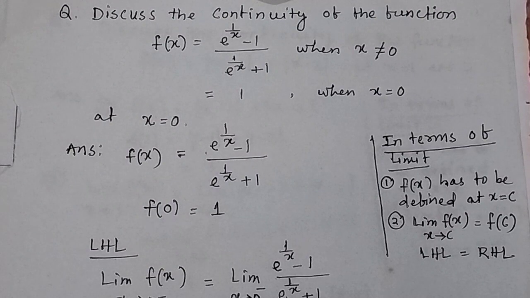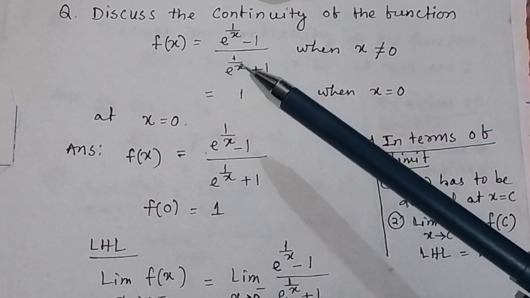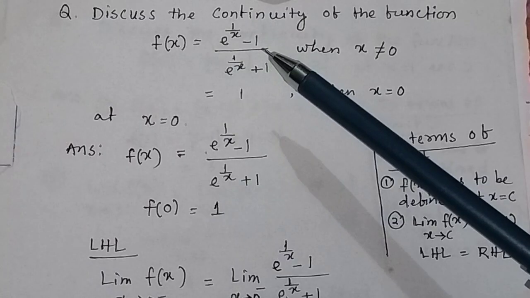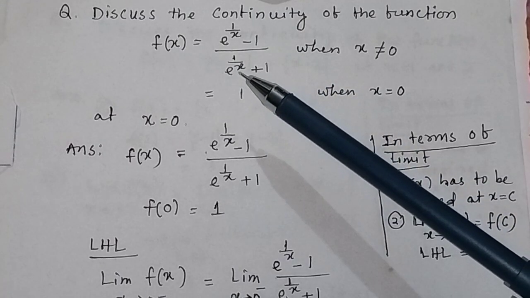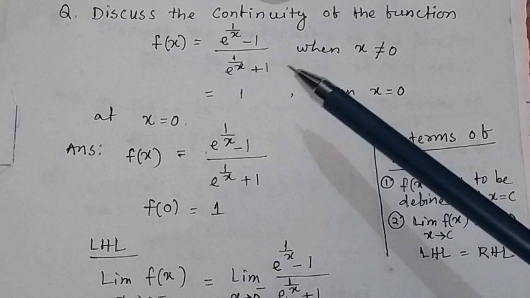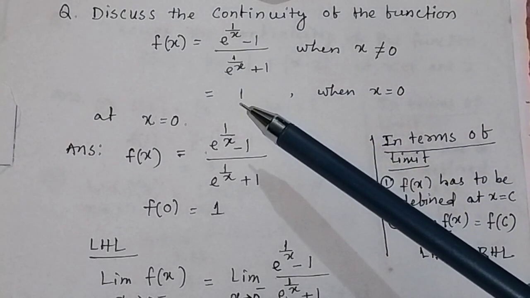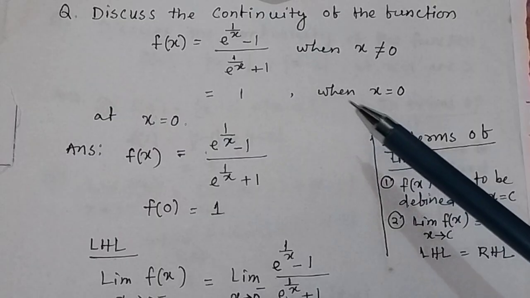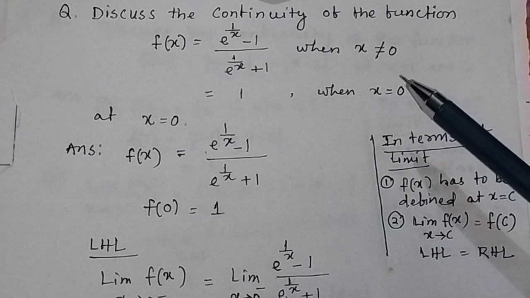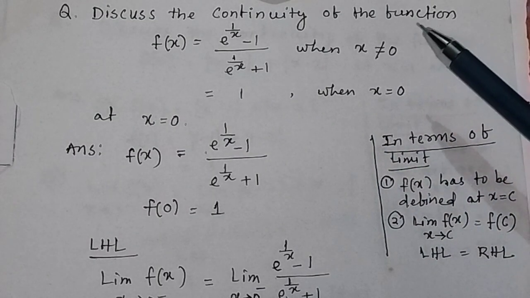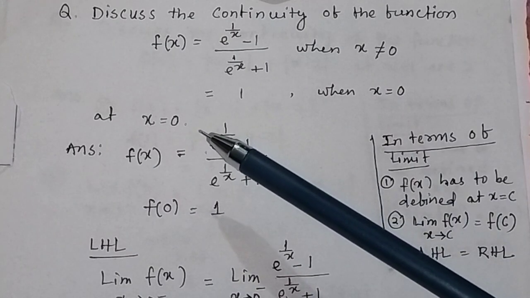Discuss the continuity of the function at x equal to 0. The function is given: f(x) is equal to (e^(1/x) - 1) / (e^(1/x) + 1) when x is not equal to 0, and f(x) is equal to 1 when x is equal to 0. We have to test the continuity of the function at x equal to 0.